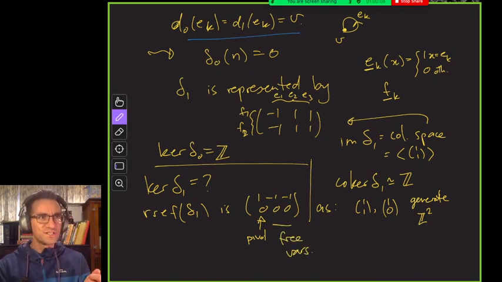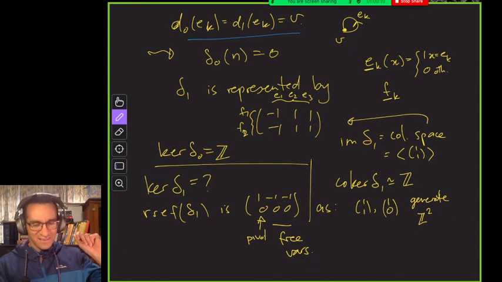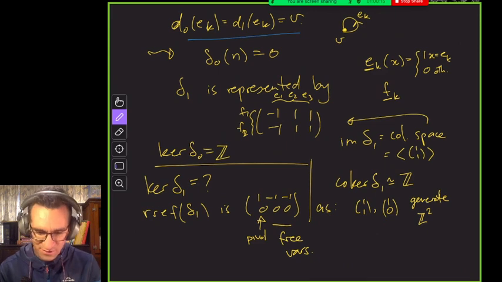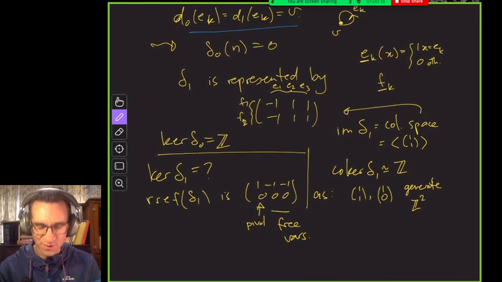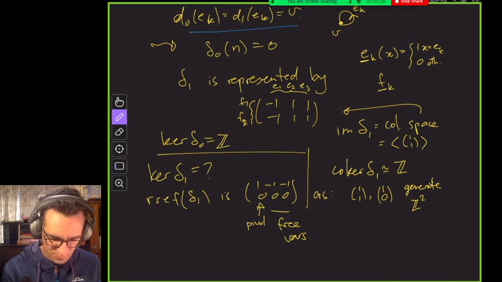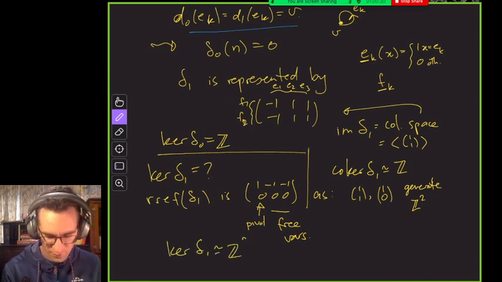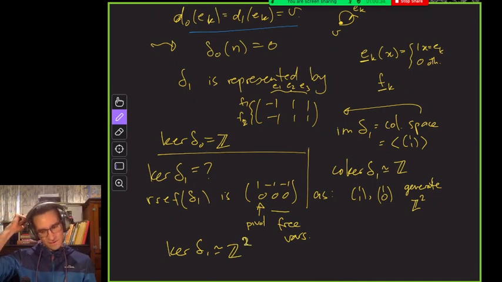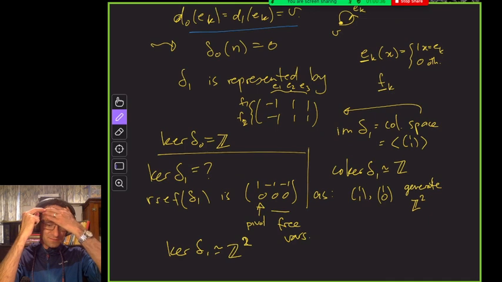And so I hope you can appreciate that we are reducing things down to the level where it's first year linear algebra calculations. And in principle, a computer can do these things if you set it up right. It's not what we're doing in this course, but in principle you can. Okay, so that's some interesting information.